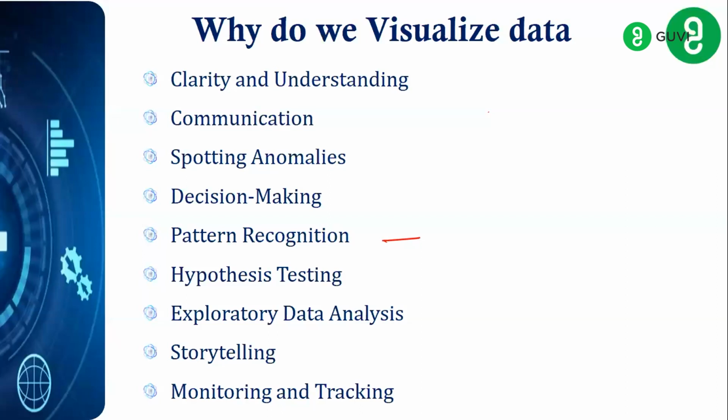The next thing is, in general, humans are naturally inclined to process visual information more efficiently than raw numbers or text. That is the main important point, that's why we are converting the raw data into a visual representation. Visualization can reveal the patterns, trends and insights that might be difficult to understand from the raw data.